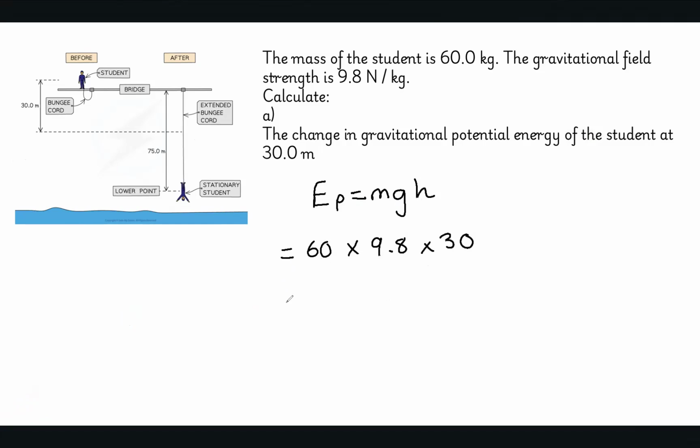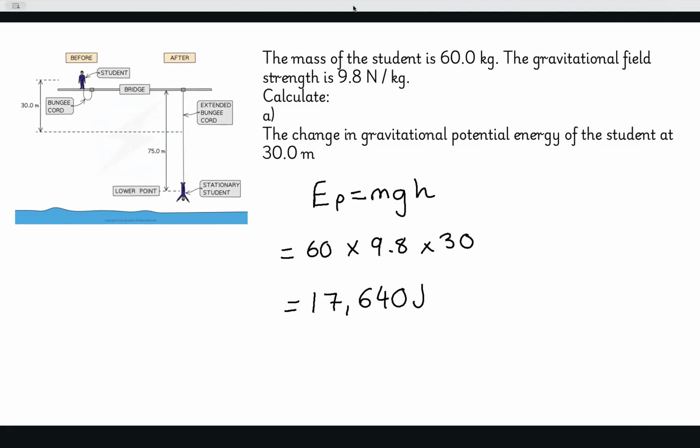So straight away, we are going to get that the gravitational potential energy is 17,640 joules. And if you want, you can put that into kilojoules, so 17.64 kilojoules, but I'm not going to do that. Okay, so that is how you would get the following answer. See if you got that.